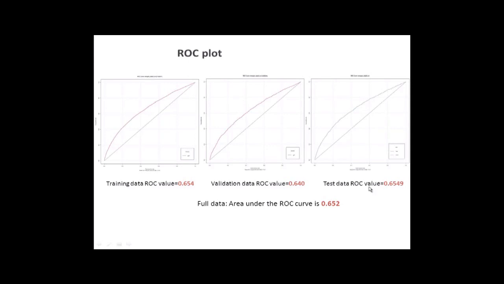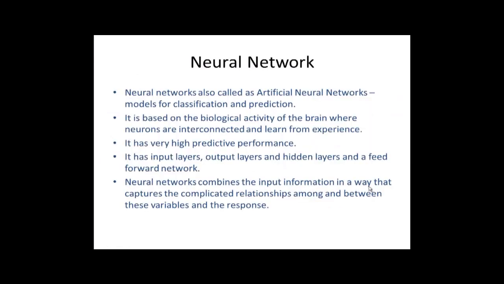So moving ahead now, we'll take a look at the neural network model. One of the successful applications in data mining is the neural network model. It is a multi-layer feed-forward network. The idea is to combine input information and capture relationships among and between the variables. The network learns the relationship from the data.